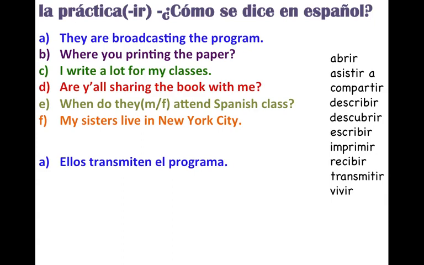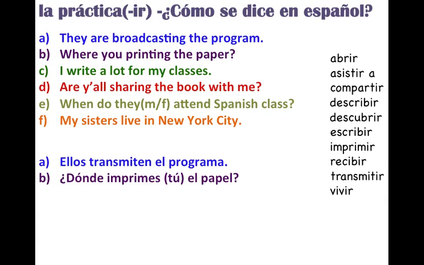Letra B. Where are you printing the paper? And it's you, familiar singular. ¿Dónde imprimes el papel? If you want to add tú, you can, but it's known that imprimes only goes with the subject tú.